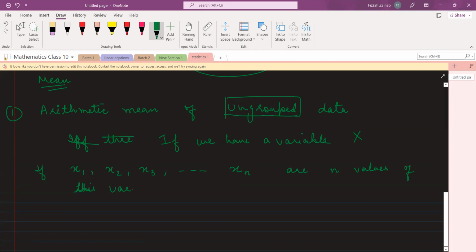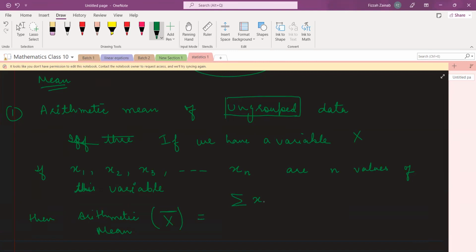This you have to write. Then arithmetic mean is denoted by x and then we put a bar on it. So this is the symbol of arithmetic mean, right? Now this is equal to summation of x. That means you are adding all these values x1, x2, x3, xn.